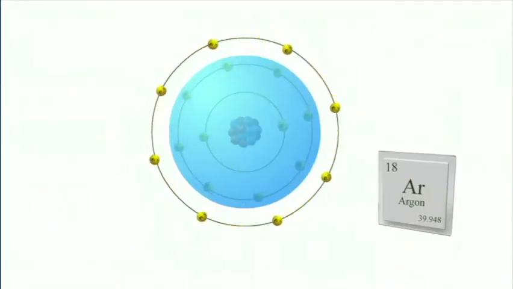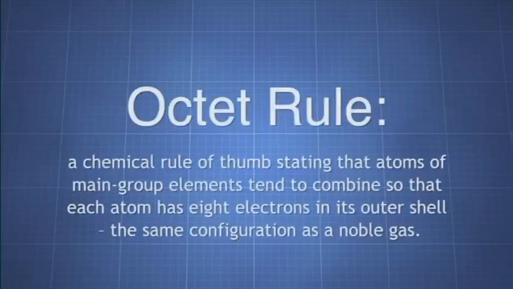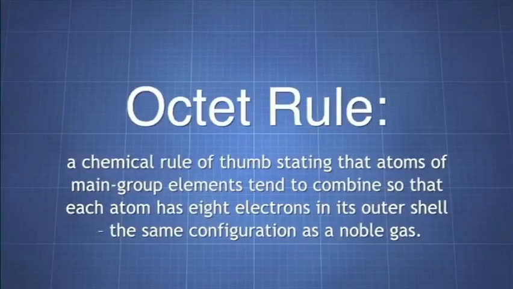The noble gas argon has 8 electrons in its outer shell. This full outer shell means that the argon atom is stable and unreactive, as with other noble gases. This number of electrons in a stable outer shell leads to the octet rule. The octet rule is a chemical rule of thumb, so it doesn't always apply.